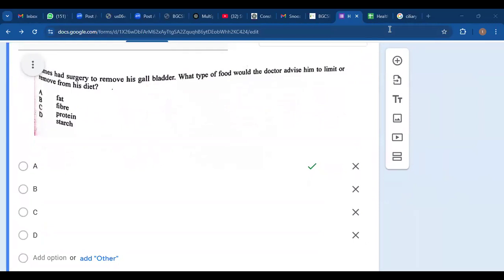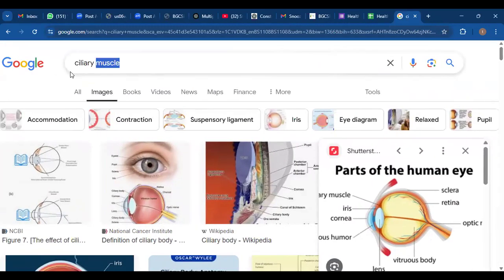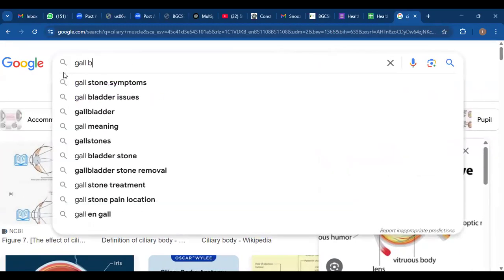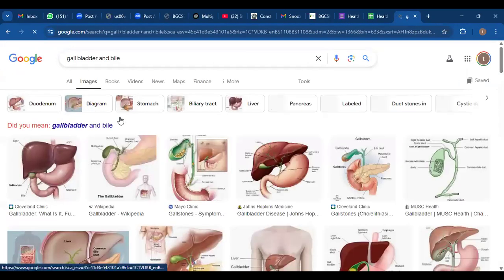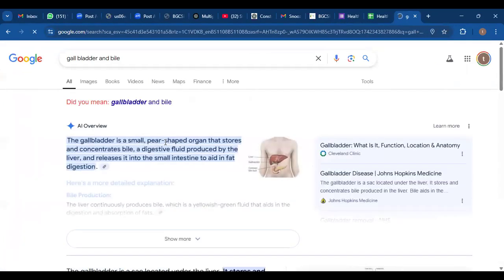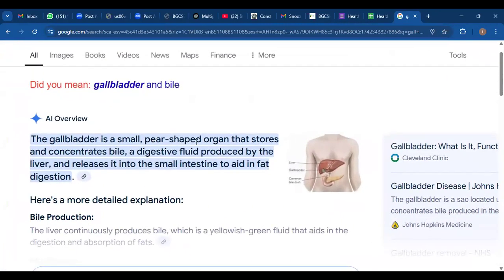Remember, what is stored in bile? I gave you an answer. Remember the gallbladder? So, gallbladder and bile. If you notice, the gallbladder is small; bile is a digestive fluid produced by the liver and released into the small intestine to aid in fat digestion.